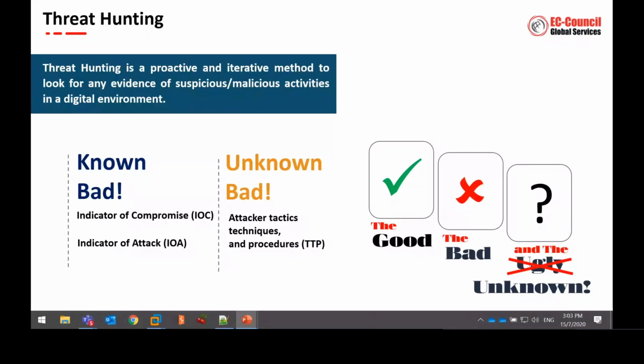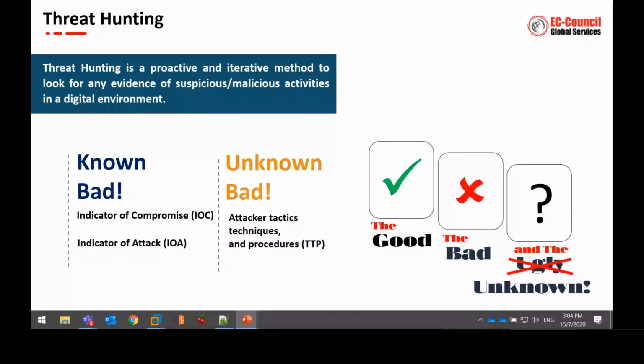When we talk about threat hunting, we normally deal with two bad things. One is a known bad, and one is an unknown bad. Of course, the traditional way of detecting threats and malware is to correlate signatures, which are predefined patterns of malicious activities. So they are well known.